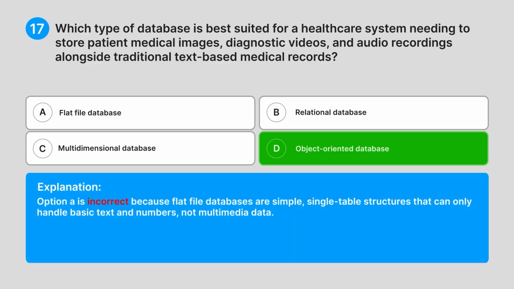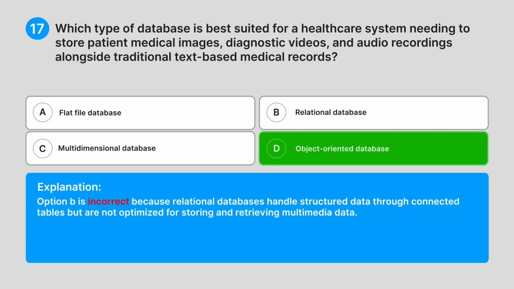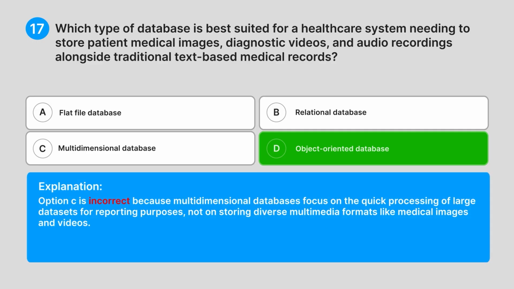Option A is incorrect because flat file databases are simple, single-table structures that can only handle basic text and numbers, not multimedia data. Option B is incorrect because relational databases handle structured data through connected tables, but are not optimized for storing and retrieving multimedia data. Option C is incorrect because multidimensional databases focus on the quick processing of large datasets for reporting purposes, not on storing diverse multimedia formats like medical images and videos.